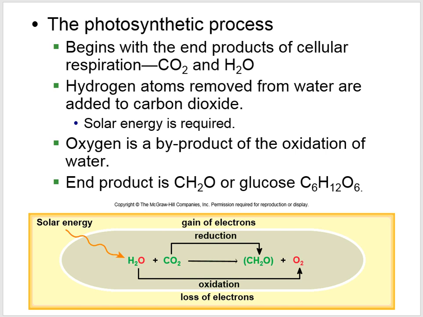Alright, basic chemistry here of the photosynthetic process. This is a chemical reaction I would expect you to know. The two reactants here are water and carbon dioxide. The two products are, it says here, CH2O. That's the generic formula for a carbohydrate. And then oxygen is a waste product.